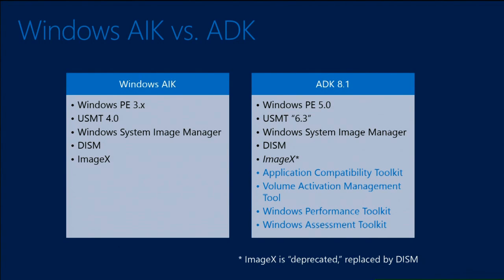The other tools aren't changed drastically. Windows System Image Manager hasn't changed at all. There are some new options on DISM. We'll talk a little bit about those. ImageX is still around, but really hasn't been changed because all the functionality moved into DISM. The App Compat Toolkit's been updated with minor changes, really just to make it aware of the new 8.1 operating system. Volume Activation Management Tool, just bug fixes for the most part. Windows Performance Toolkit, Windows Assessment Toolkit, minor changes overall to those additional tools.